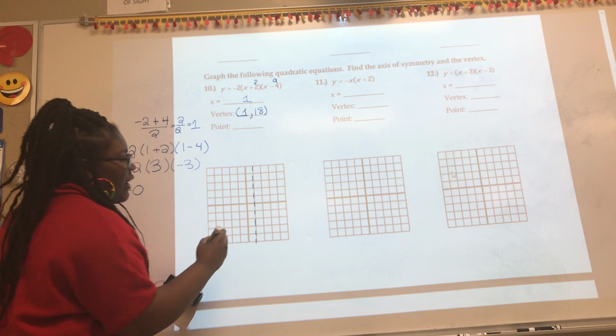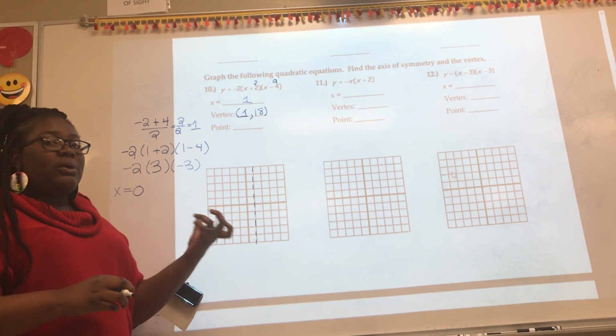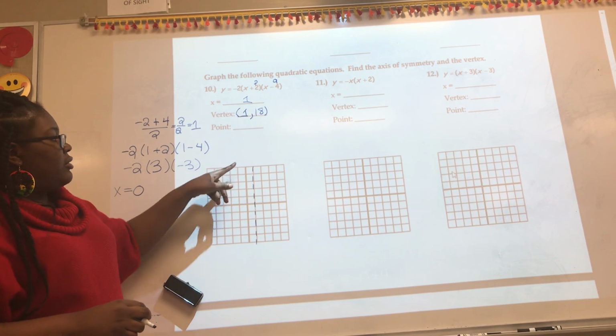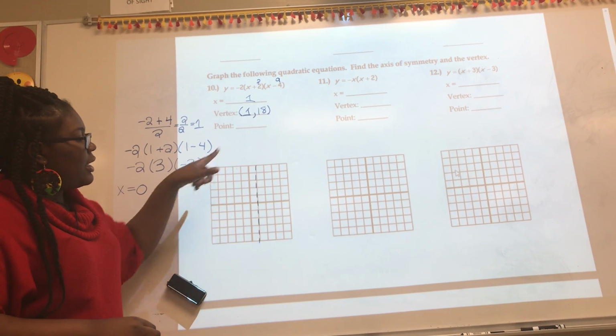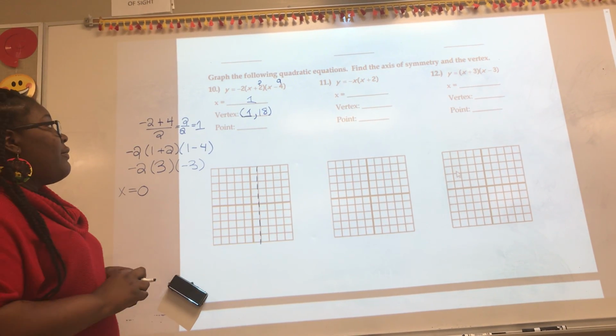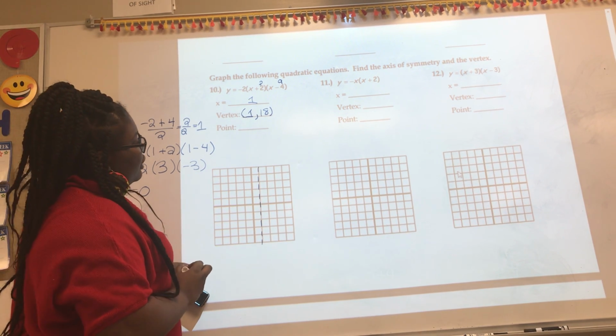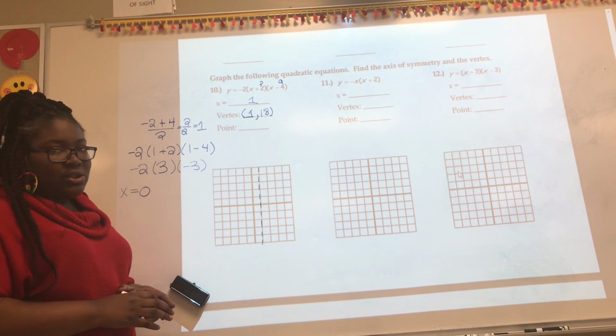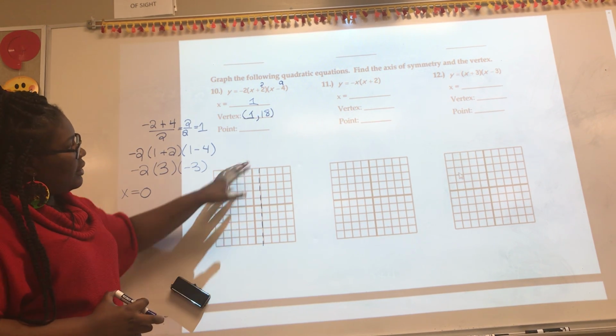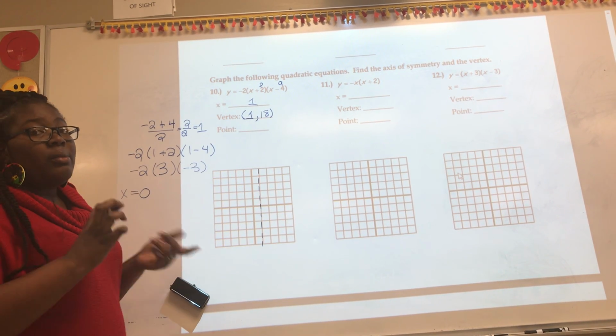It's very important to graph your axis of symmetry so you can see exactly where the middle of your parabola will be. So either your parabola is going to go like that or it's going to go like that. We need to see where our vertex is in respect to our axis of symmetry. Now this graph is entirely too small to work with that big number of 18. So I'm going to scale it.